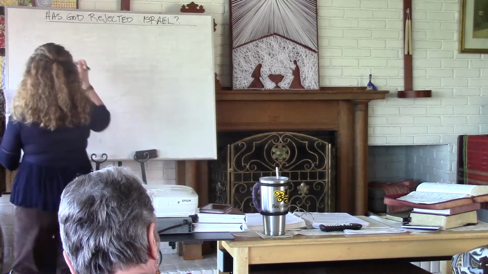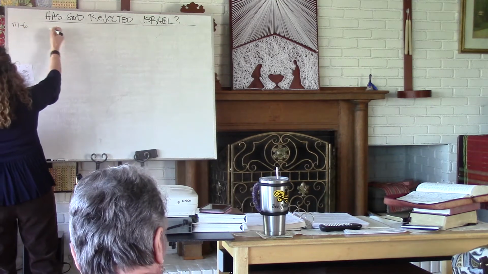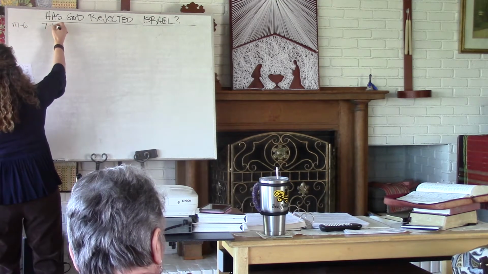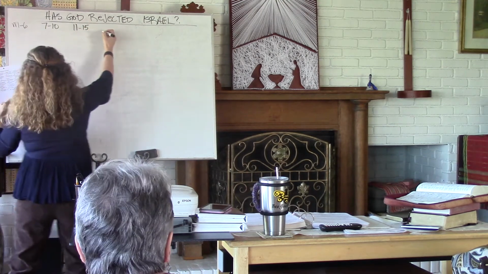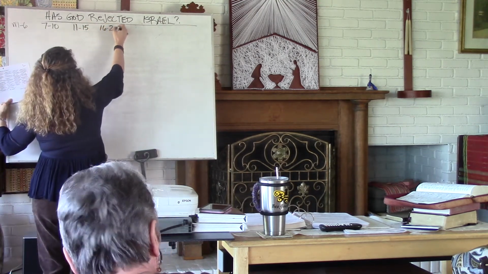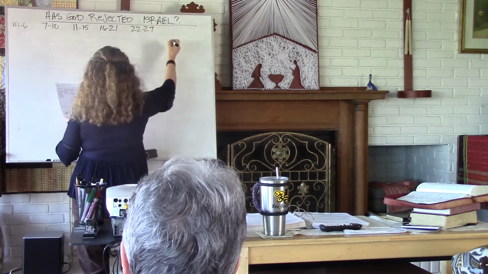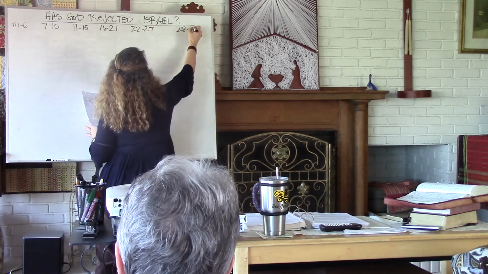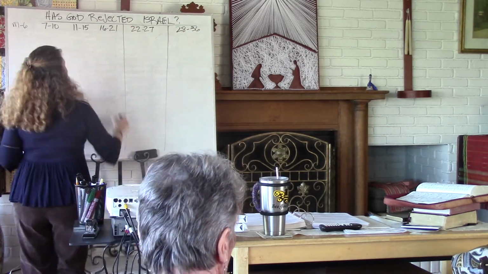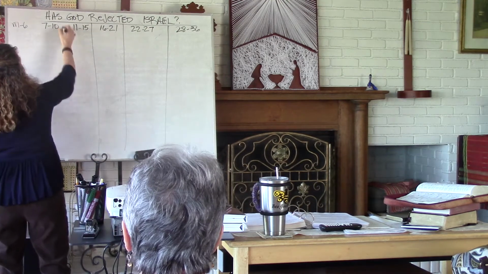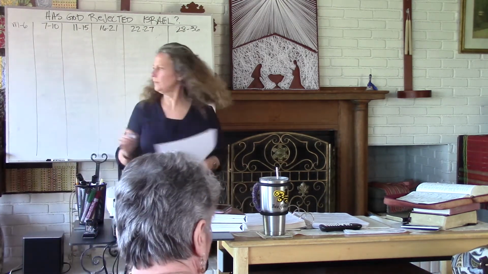And we're going to look at this in sections. The first section is verses 1 to 6. Next one is 7 to 10. The next one is 11 to 15. Then 16 to 21. 22 to 27. And then 28 to 36. We're just giving us some bite-sized pieces.